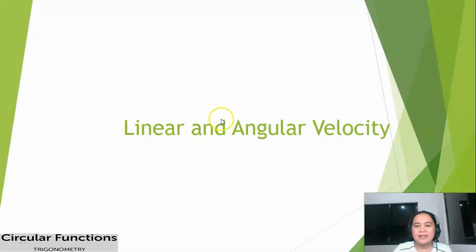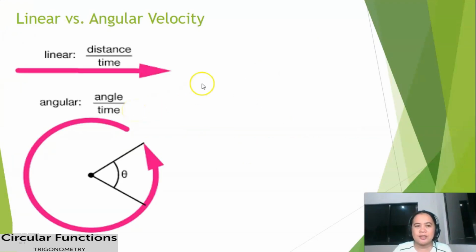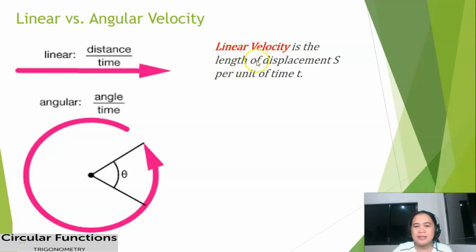Okay, next, linear and angular velocity. Let's try to compare and contrast. When you say linear, from the word line, it's basically the distance covered with respect to time. So basically, it's linear velocity, which is displacement per unit of time. It's the distance covered with respect to time.